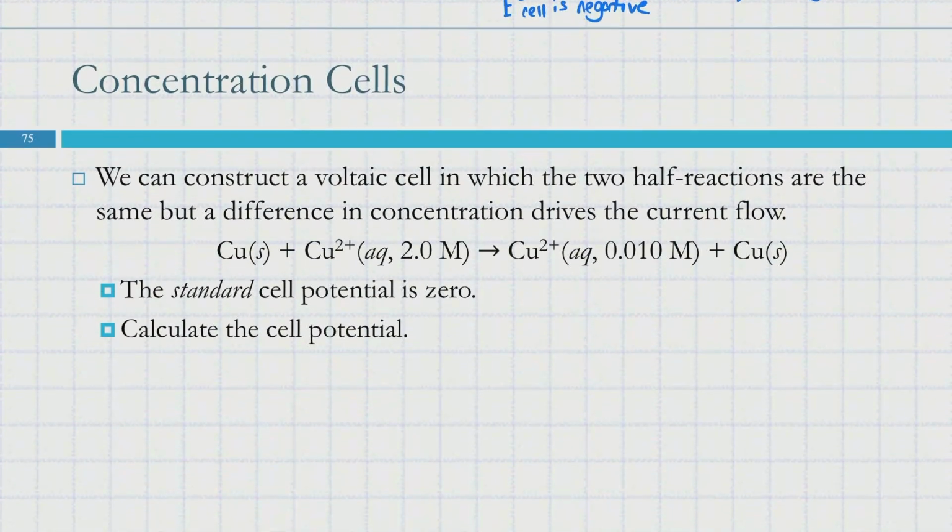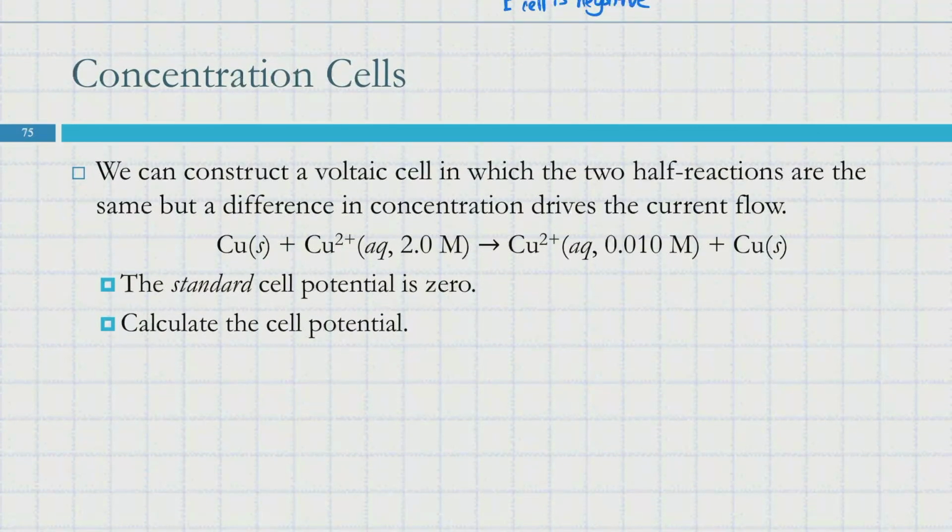Another thing that we can do, if we're not working in standard states, where everything's 1 molar, is do a concentration cell. So you can construct a voltaic cell where two half reactions are the same. All that's different, the reason that we call them a concentration cell, is the concentration. Having a difference in concentration drives the current flow. Our standard cell potential is 0 because it's the same thing, just one's forward and one's backwards.